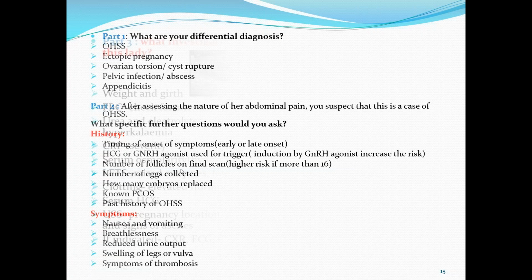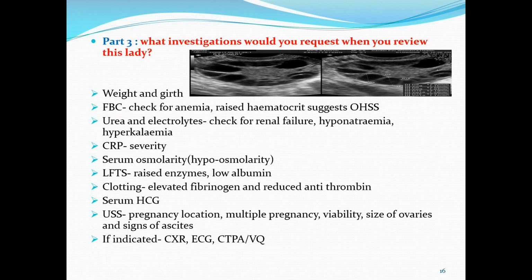The third part is, what investigation would you request when you review this lady? You need to examine the weight and the girth, because this will be monitored during her follow-up to see if there is any build-up of fluid in her body. You need to do a full blood count, and when you are in a viva station, when you say that you order an investigation, please explain why you need to order it. So I need to do a full blood count to check for anemia and raised hematocrit, which suggests ovarian hyperstimulation.